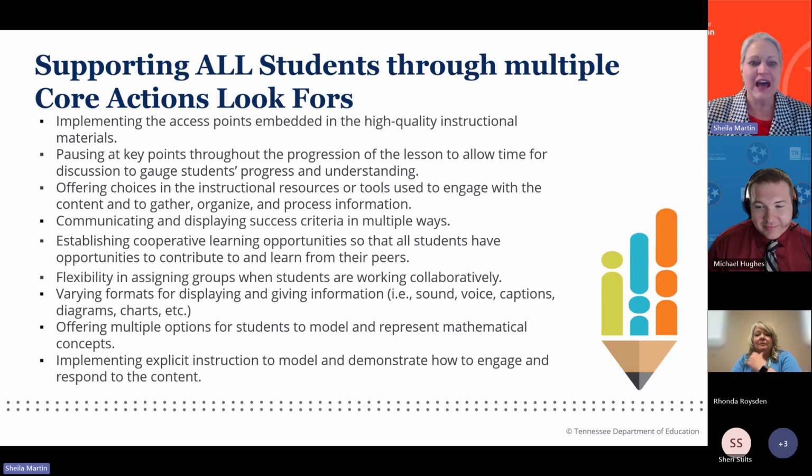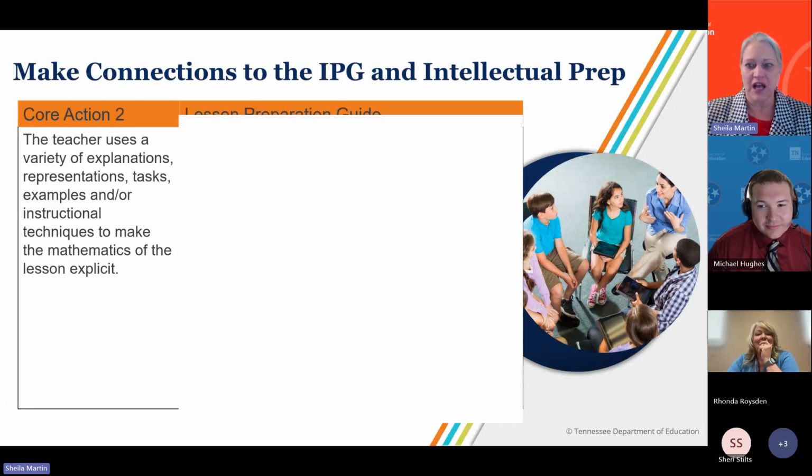All right. So now that we've looked at the IPG, we really want to think about how great lessons are connected to solid lesson preparation. Here we'll take a moment to show how Core Action 2 is connected to intellectual prep, keeping in mind leaders can and must help teachers know and understand the intellectual prep process. So read the statement in column 1, Core Action 2.